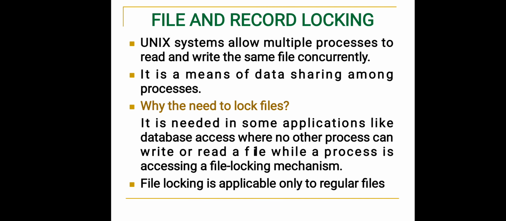File and record locking. Unix systems allow multiple processes to read and write the same file concurrently. It means data sharing among processes. Why the need to lock files? It is needed in some applications like database access, where no other process can write or read a file while a process is accessing it, so a file locking mechanism is used.